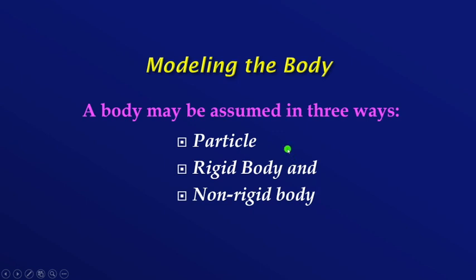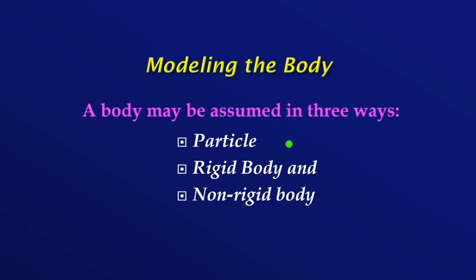Now, what is the modeling of the body? Here, modeling means what types of body we will consider. Mainly three different types of body we are going to discuss in engineering mechanics. That is particle, a rigid body, and non-rigid body. So first, particle. What is particle?